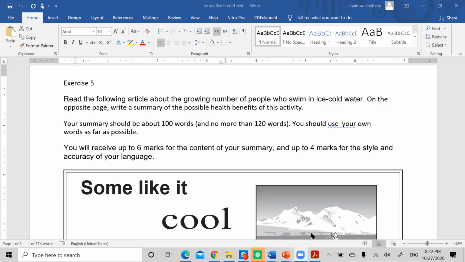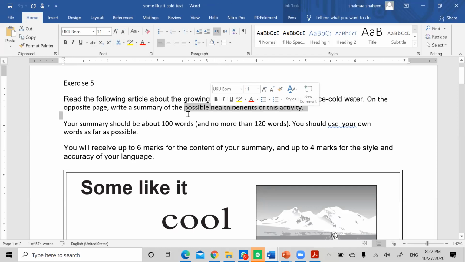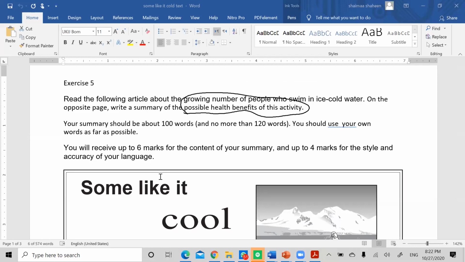According to the question, what type of benefits? Their health benefits. What am I going to find out? The health benefits of this activity, only health benefits. And what about the word limit? The maximum limit is 120. And have a look here, it is written: use your own words as far as possible.